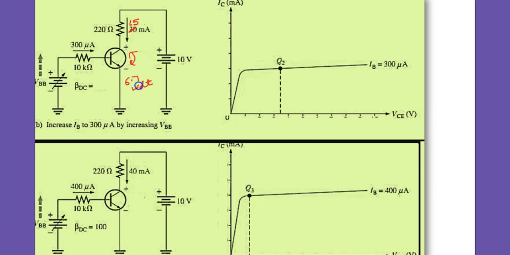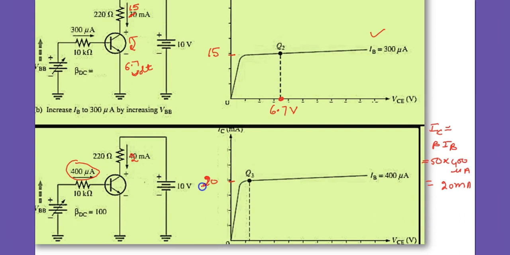So as explained just before, VCE is 6.7 volt, IC is 15 milliampere, and IB is 300 microampere. Now IB is further increased from 300 to 400 microampere, with the result that IC further increases. Now it goes from 15 to 20 milliampere.